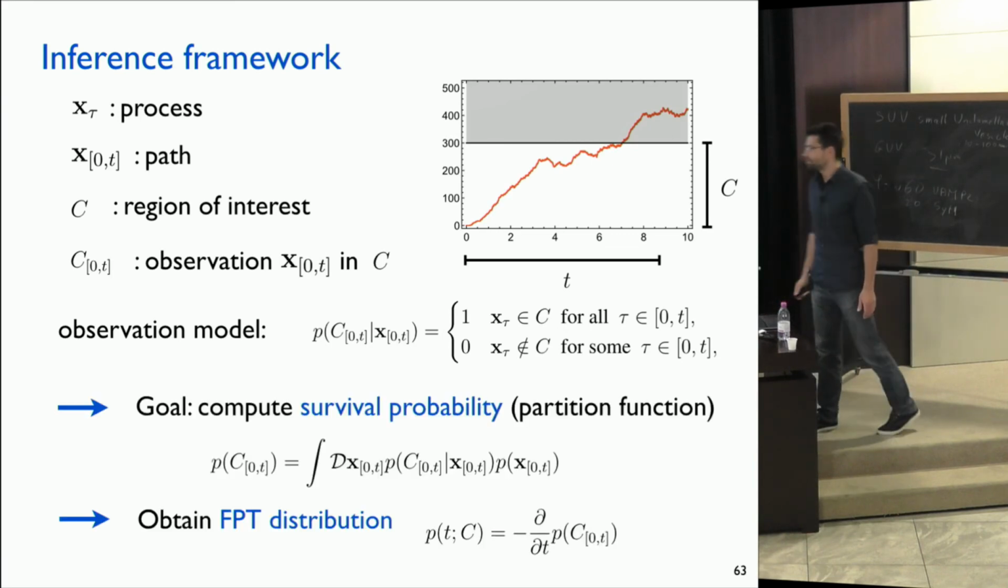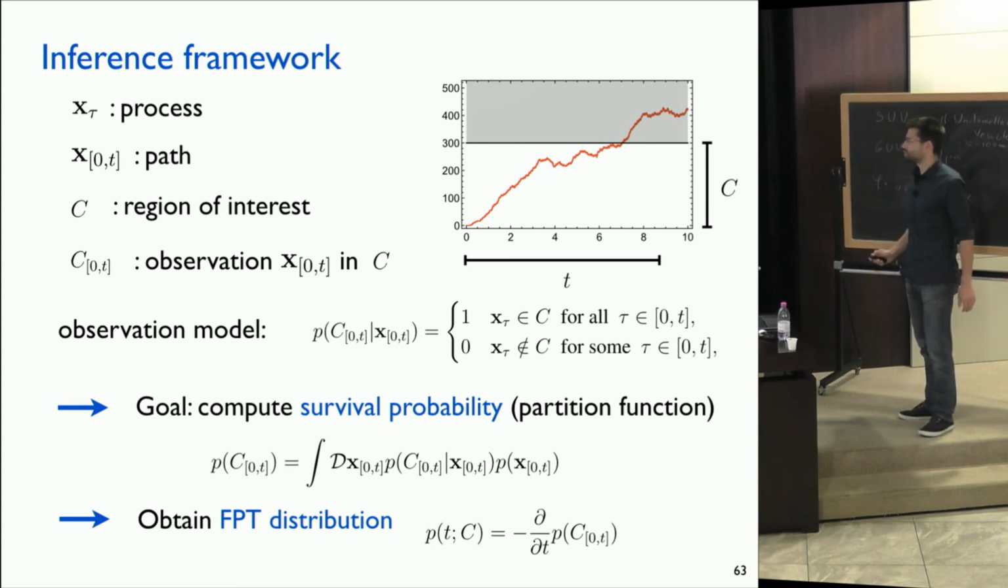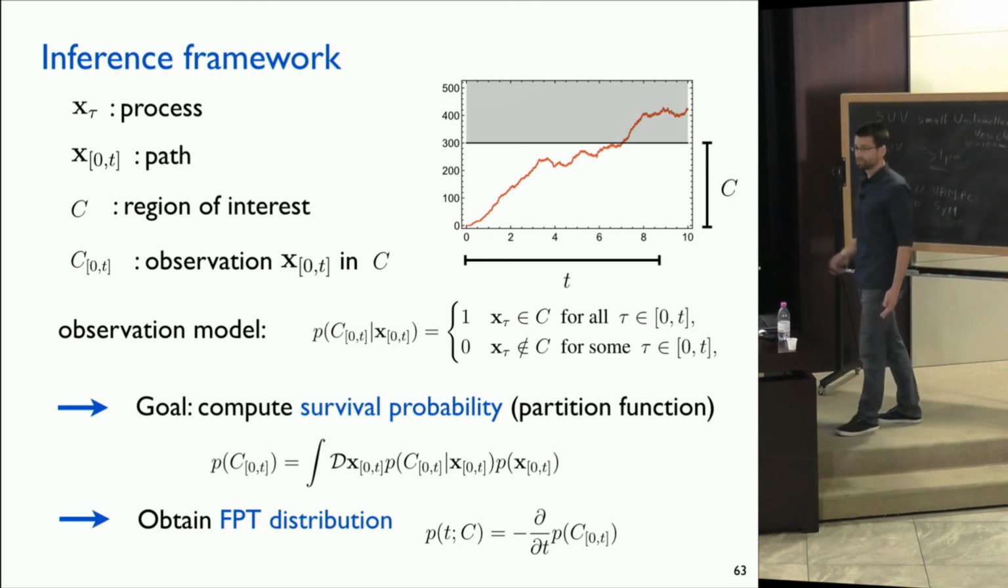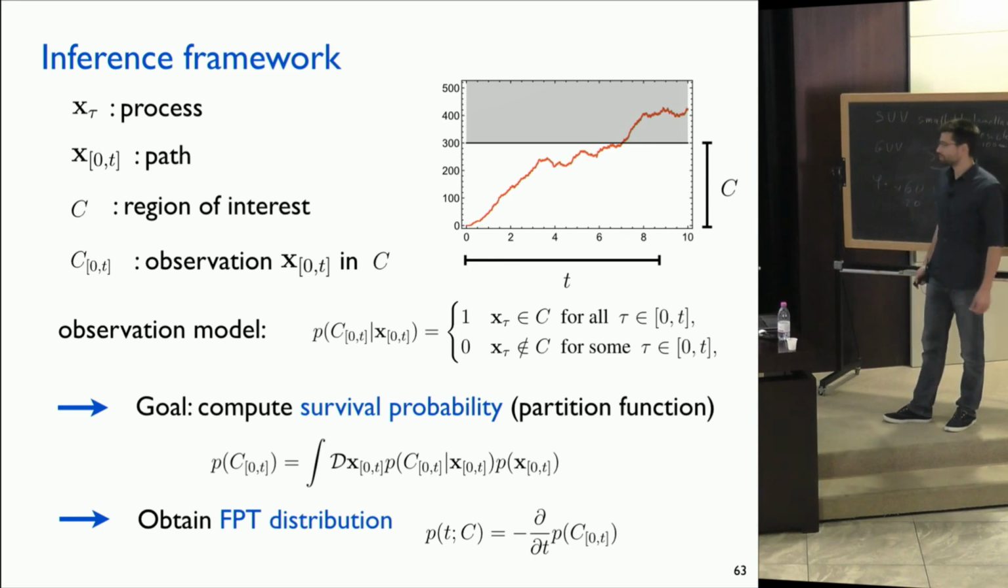And the goal would then be to compute the survival probability. It's also often called the partition function, which is simply marginalizing over all processes which we don't observe. We have an unobserved process, and we only have this observation of whether it crossed or not. So we want to integrate over all processes, so we get such a path integral. If we could solve this, then as I already mentioned, the first passage time distribution is simply given by the negative derivative of this survival probability.